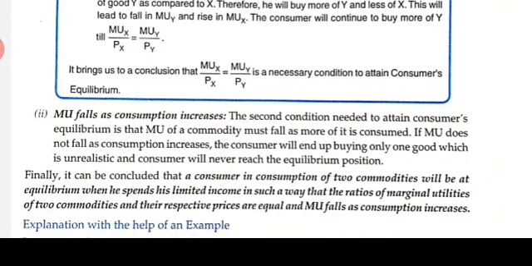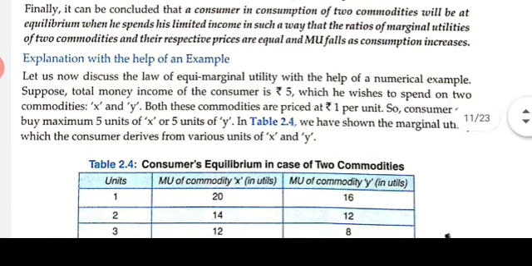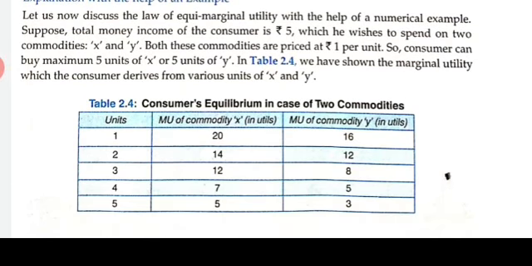Finally, it can be concluded that a consumer consuming two commodities will be at equilibrium when he spends his limited income in such a way that the ratio of the marginal utility of the two commodities and their respective prices are equal, and MU falls as consumption increases. So this is about consumer equilibrium in the case of two commodities. You can also explain the law of equimarginal utility with the help of a numerical example. So this is our schedule.